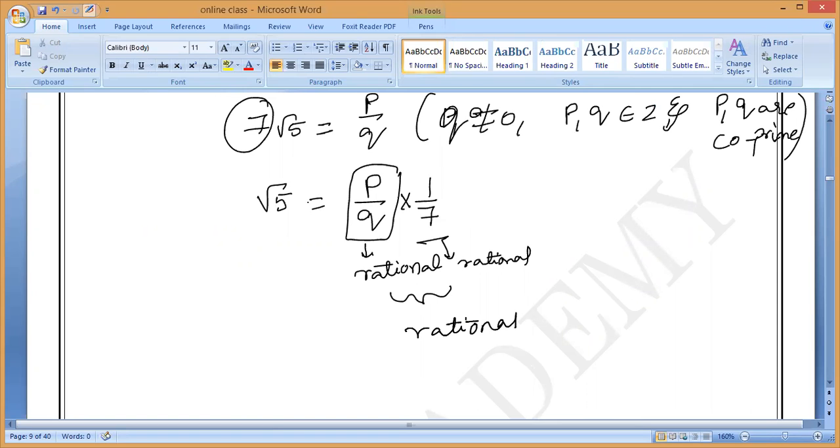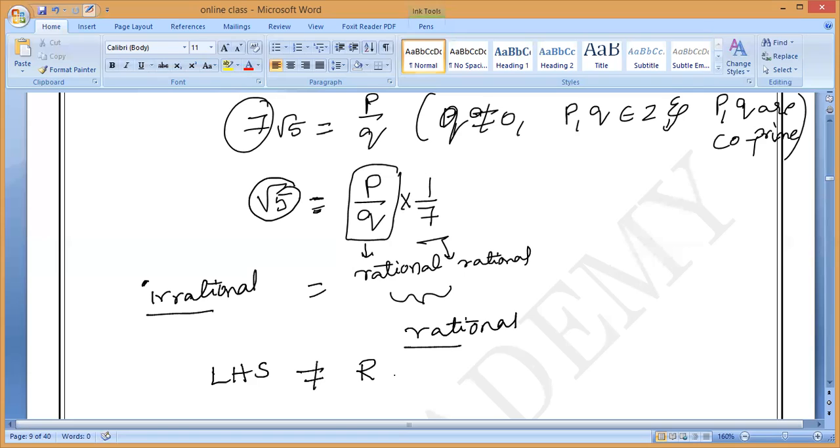We already solved that root 5 is irrational, correct? Before we solved. Yes, ma'am. So root 5 is what? Irrational. So here LHS irrational equals RHS rational. It means LHS is not equal to RHS. So our assumption is wrong. You can solve root 5 is irrational.